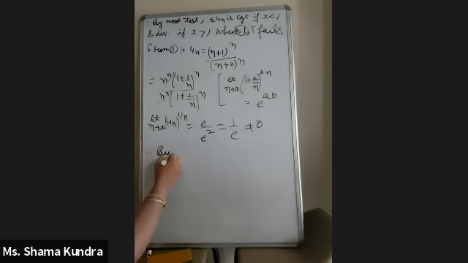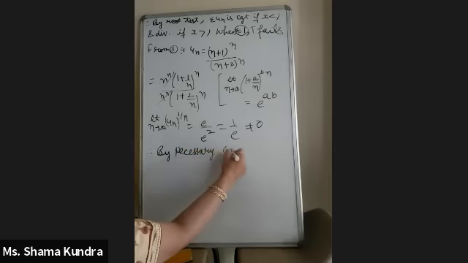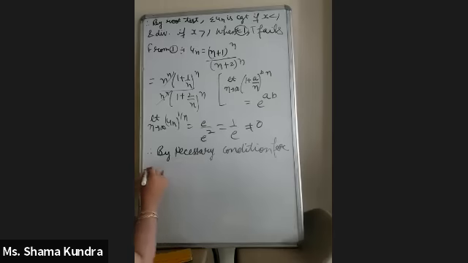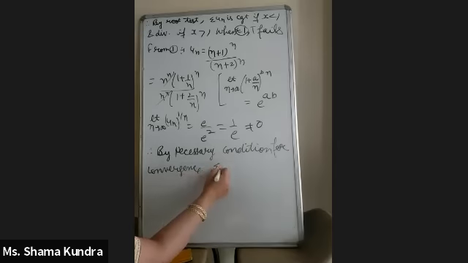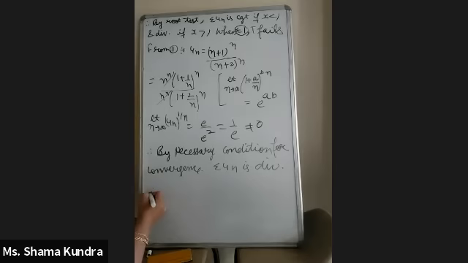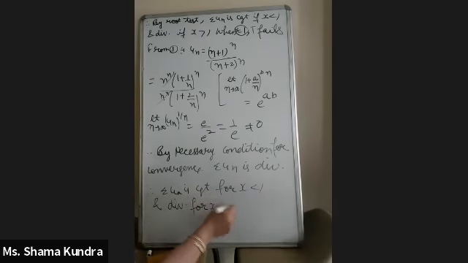Therefore, by the necessary condition for convergence, series u_n is divergent. Therefore, the series is convergent for x less than 1 and divergent for x greater than or equal to 1.